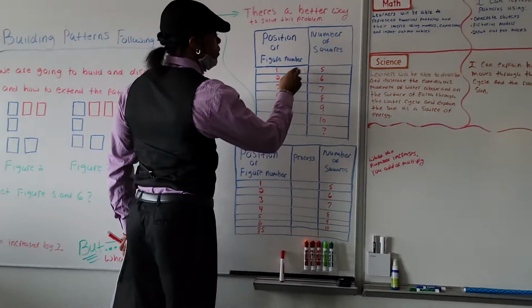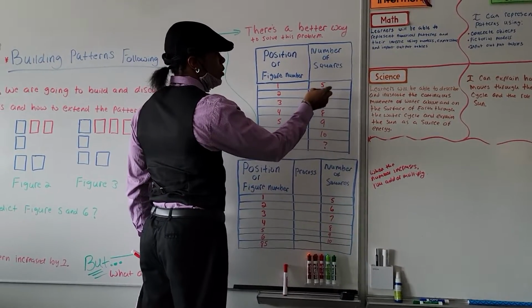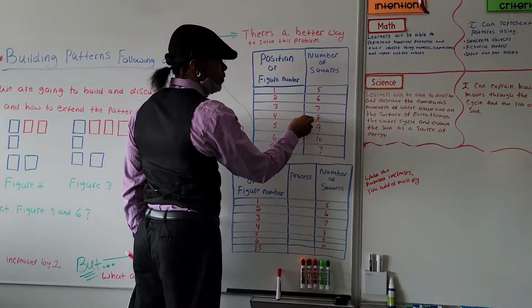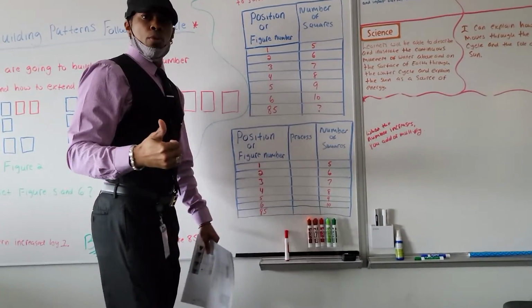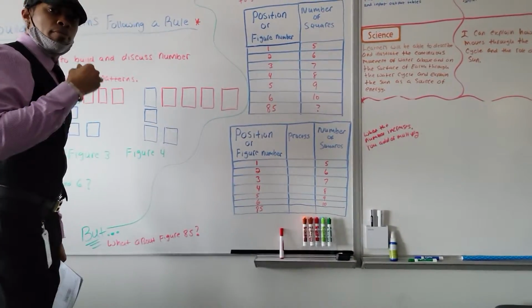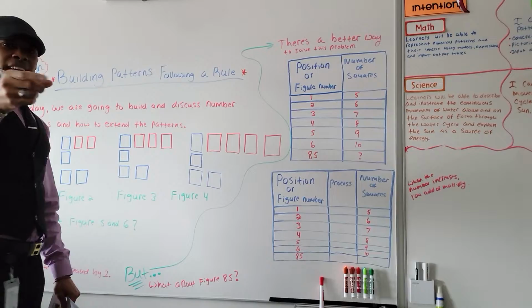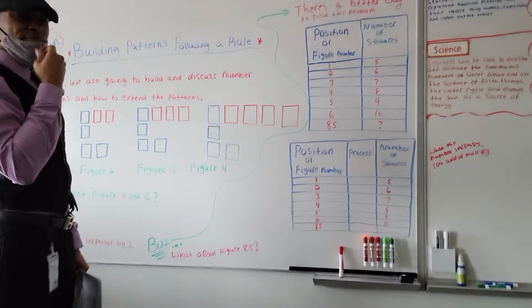As you can see, figure 1 increased by 1. Figure 2 increased by 1. Figure 3 by 1. Figure 4 by 1. Figure 5 by 1. Figure 6 by 1. If you're doing adding and subtracting, you're basically just adding 4 to each number. 1 plus 4 is 5. 2 plus 4 is 6. 3 plus 4 is 7.